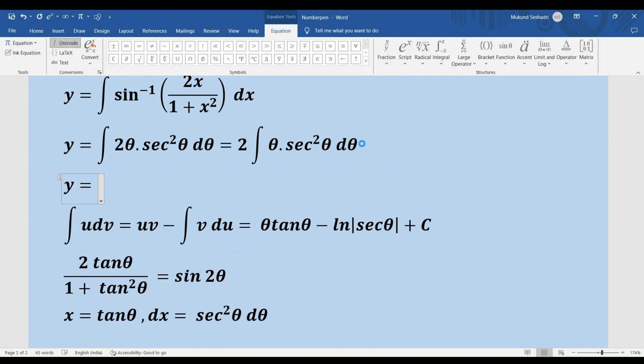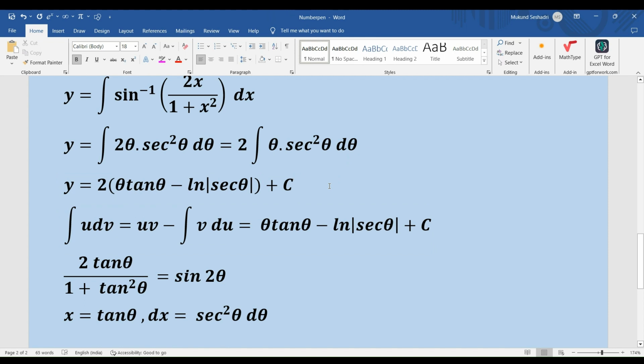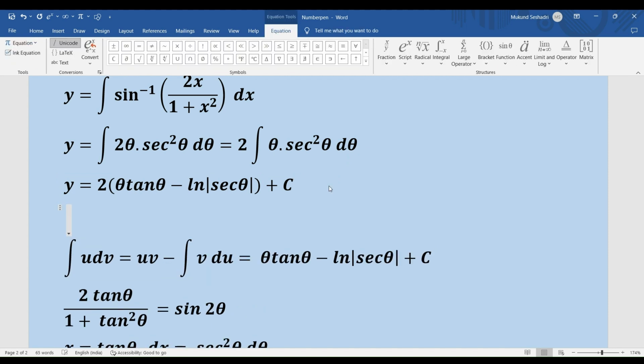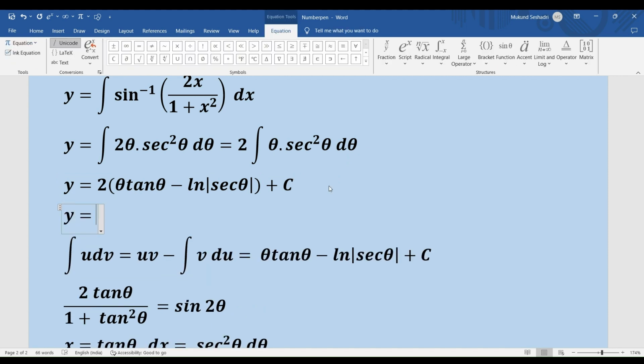So I have 2 times theta tan theta minus ln of mod of secant theta plus c, right? So this is what I get. I know that I cannot leave everything in terms of theta because what I've been given is in terms of x. So I put back everything in terms of x. My theta is nothing but tan inverse of x and my tan theta is nothing but x.